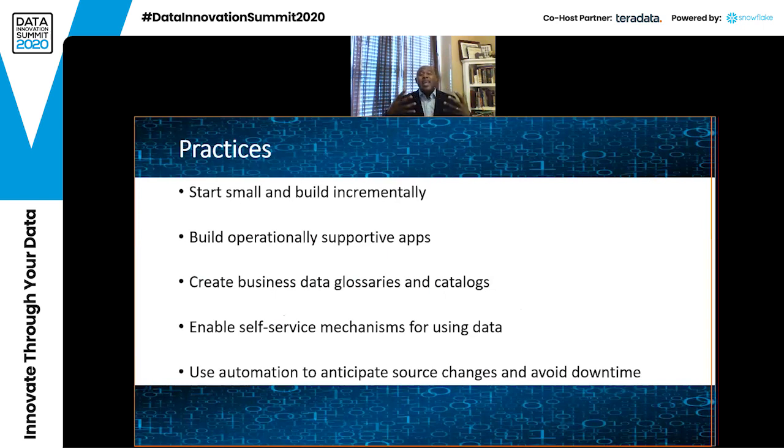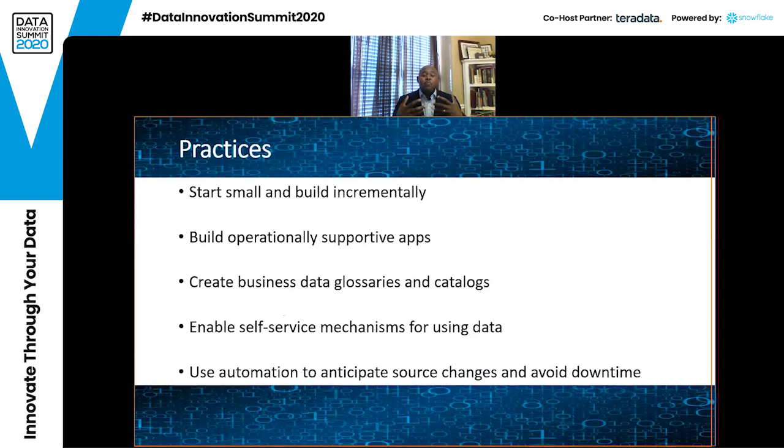Then we want to create business data glossaries and catalogs. What that goes back to is the metadata that I was speaking of and the knowledge about what these business terms are and how we define them in order to make them easier to understand for our users.